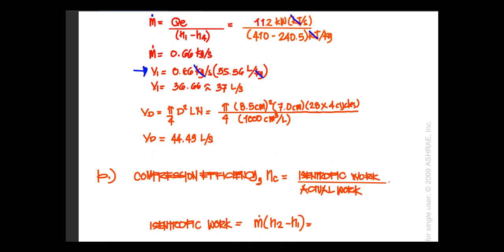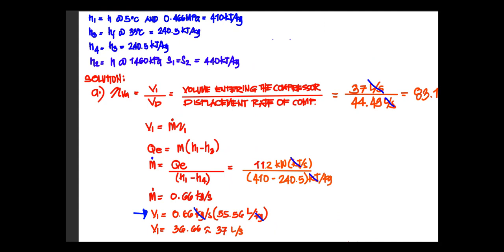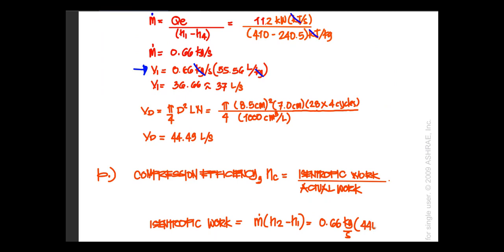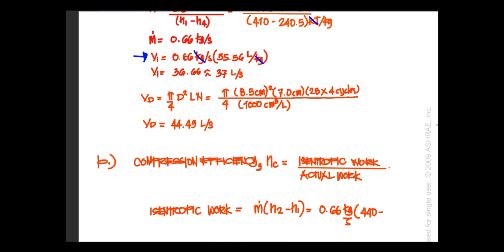Referring to our previous solution, we have the mass flow rate, which is 0.66 kilogram per second, multiplied by the change in enthalpy. At point 2 the enthalpy is 440, minus your enthalpy 1, which is 410. This is kilojoule per kilogram. We can cancel the units here, so what we have is kilojoule per second, which is already in kilowatts. So our isentropic work is 19.8 kilowatts.